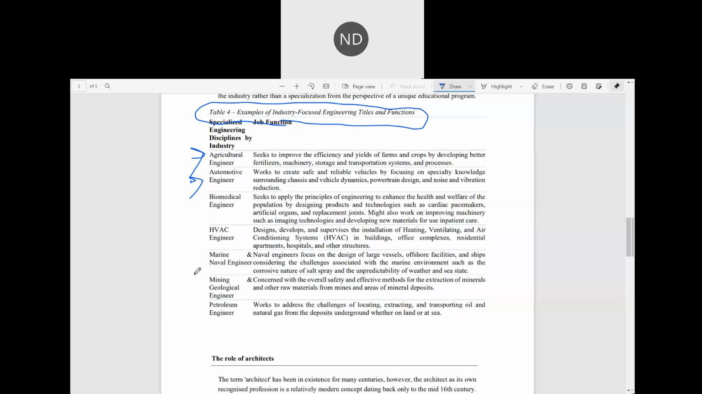Whether you're in marine naval engineering, mining and geological engineering, or petroleum. Petroleum, obviously, they'll be dealing with the extraction and transportation of oil and natural gas. Marine, they'll focus on naval engineering. Then mining and geology, obviously, they are dealing with the geological portions, like extraction of minerals, etc.